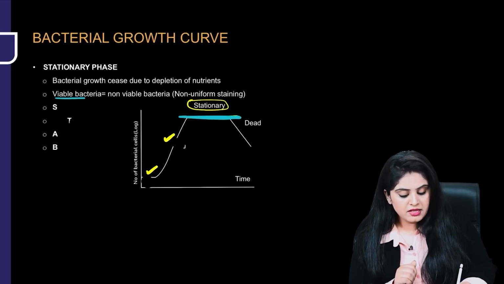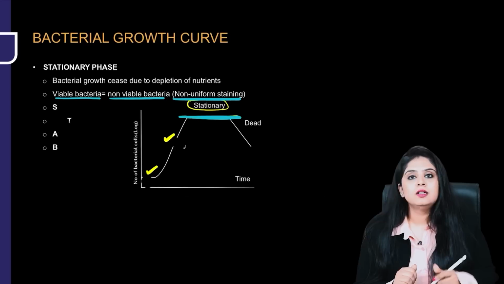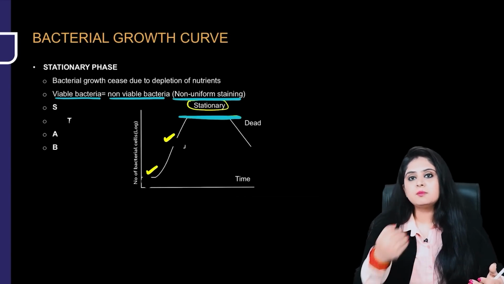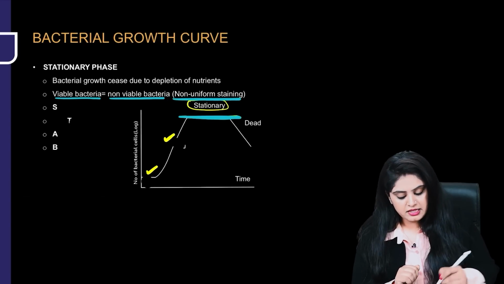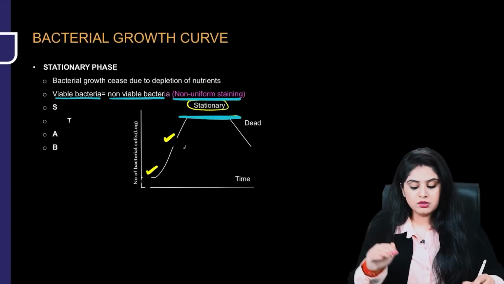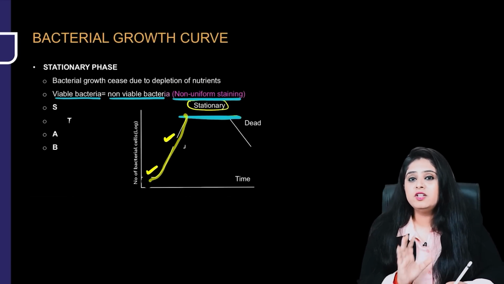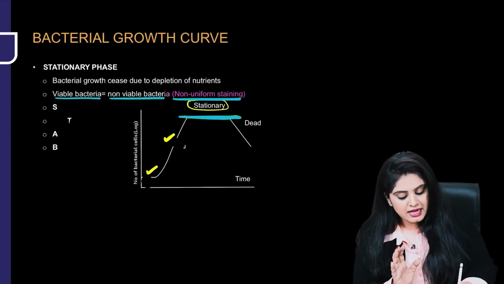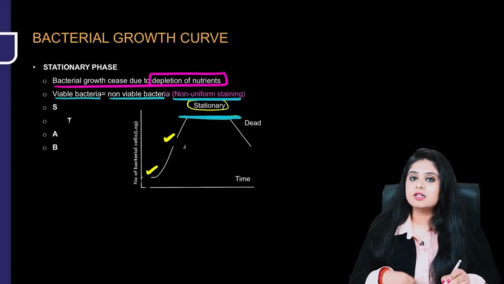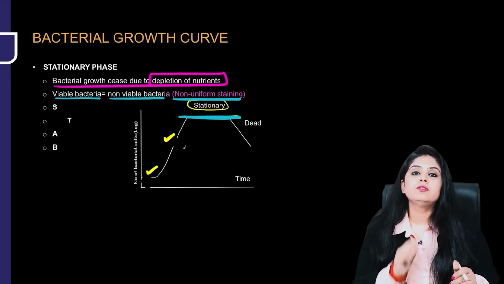Some of them are going to remain viable, some of them are not going to be viable, so I will not get a uniform staining. All of them are not alive, all of them are not going to pick up the gram stain, so some will be picking it up, some will not. So now my staining becomes non-uniform. So why has that happened? Why have you reached that plateau? Because obviously, guys, till how much time will you be able to work? After some time you will get exhausted. This means that the bacteria have had depletion of nutrients, the bacteria have got exhausted, and that is why the plateau has come. So now there are some living, some dead, and non-uniform staining will come.